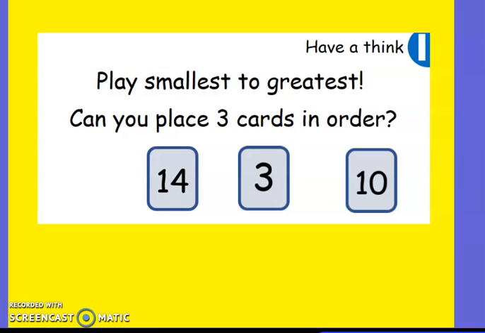And can you have a go at putting these cards in order? I'll let you have a go with your adult this time. So pause the video, take as long as you need. They're going from smallest to the greatest, so they want the smallest number first, then the next smallest, then the biggest number. Yep, the order they should go in then is 3, which is the smallest, then 10, which is next smallest, and then 14, which is the biggest number.